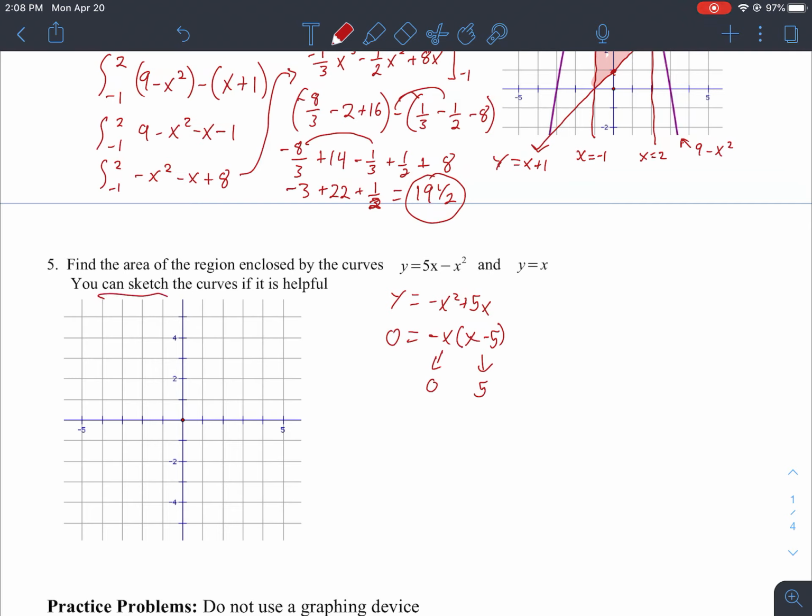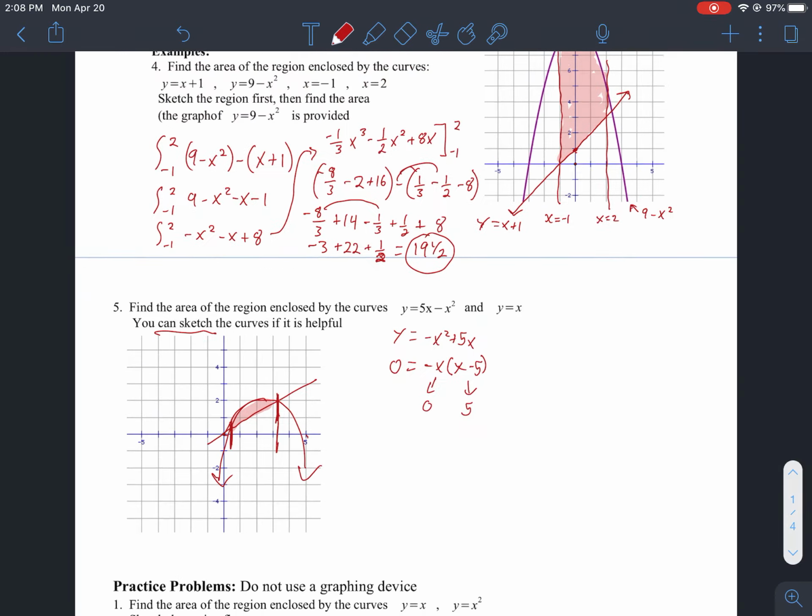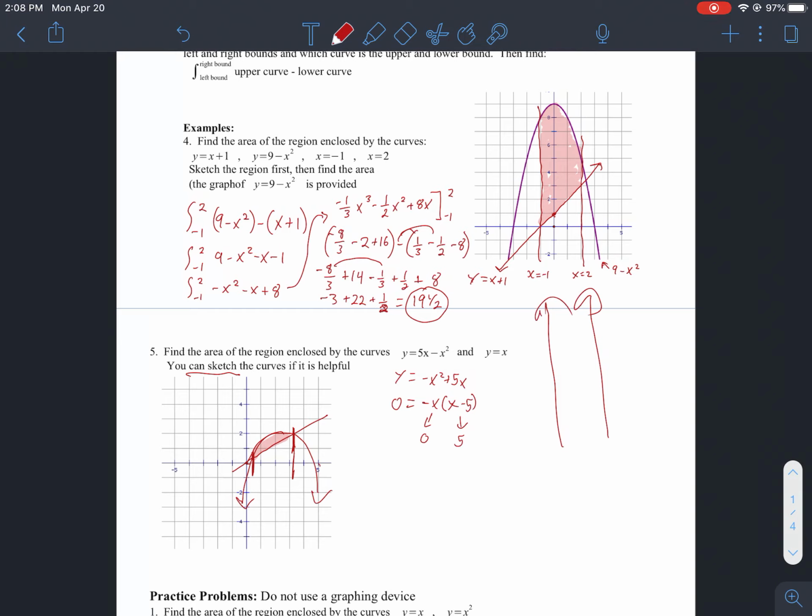I know this is a parabola that opens upside down. And then y equals x, that's just a diagonal line. So this is the area here. So what I need to know is where they cross these two bounds. Because I'm not given the bounds. In problem 1, I was given the bounds. In this problem, I'm not given the bounds. So the curves must cross.